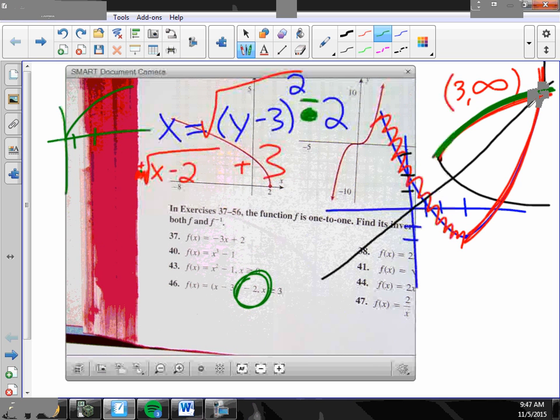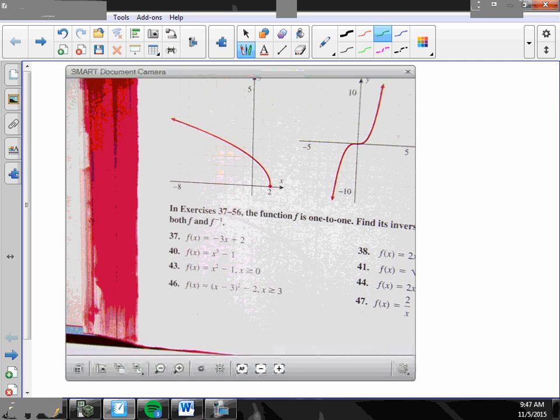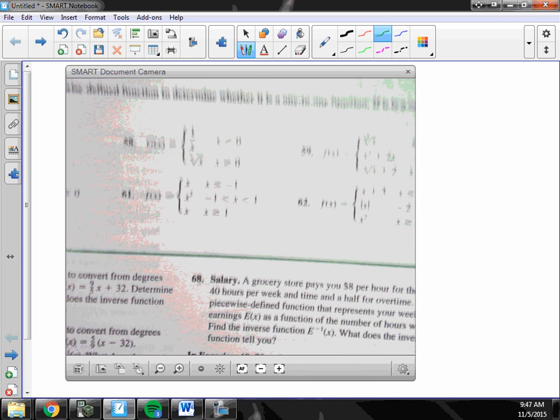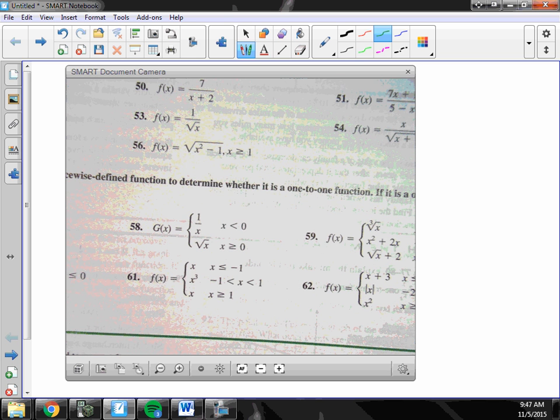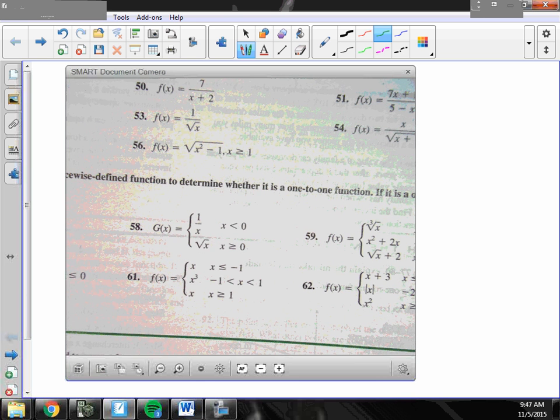Should we do another one? Sorry. Let's do a better one. Okay, look at 56. Okay, I'll try not to mess this one up. So, the square root of x squared minus 1. The domain of this, what numbers can you not plug in?